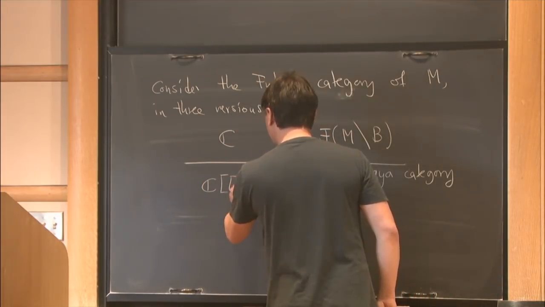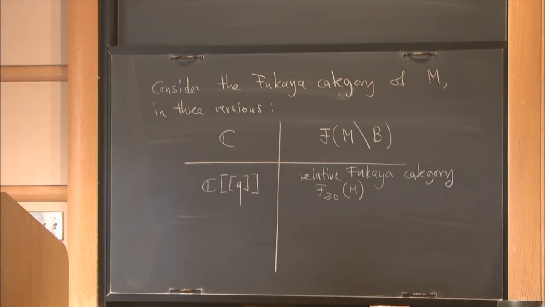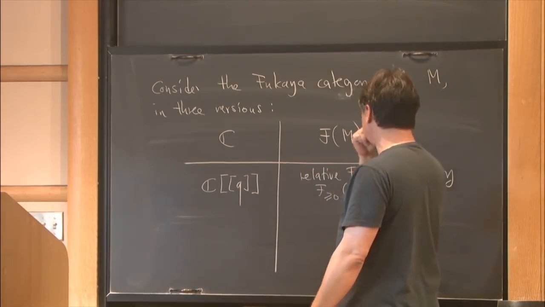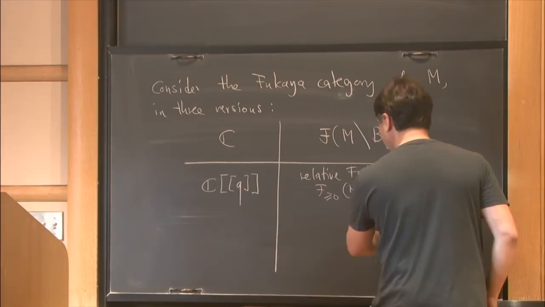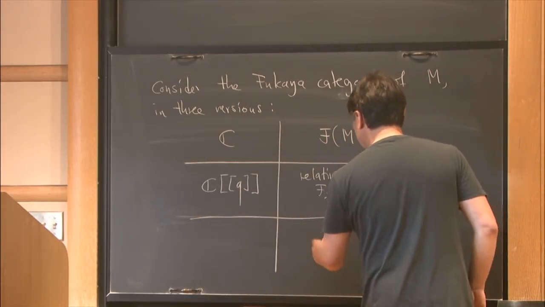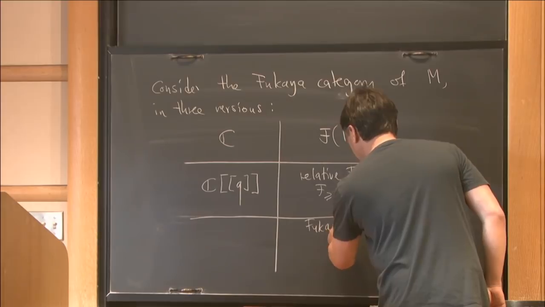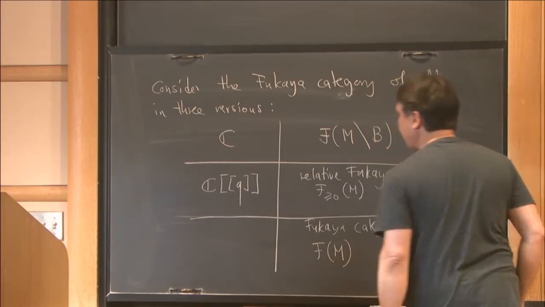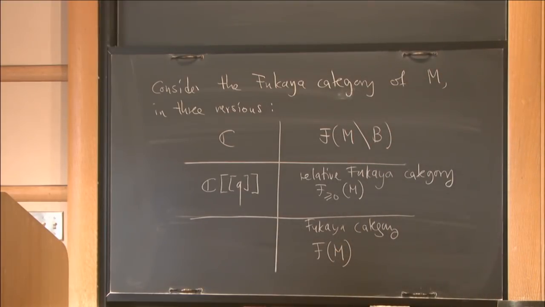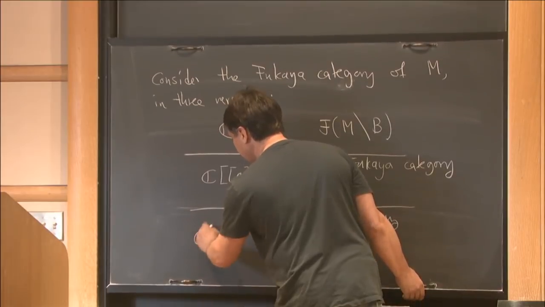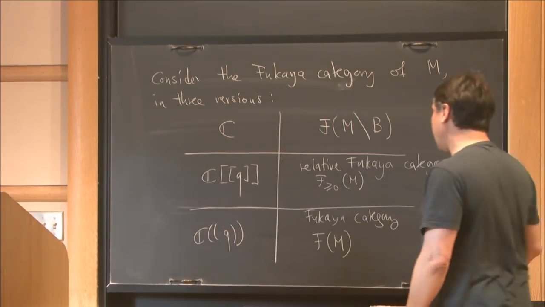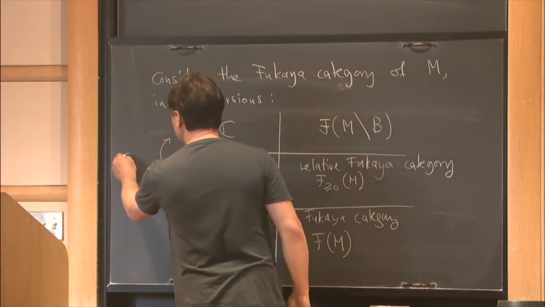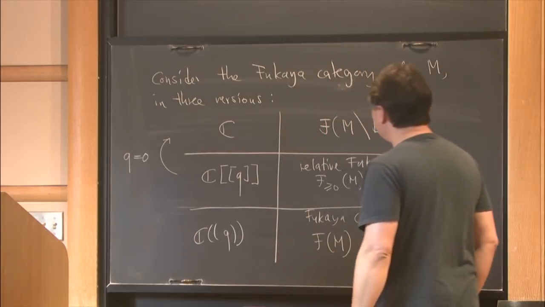It's defined like this. Here the objects are Lagrangian submanifolds that are disjoint from B, but the holomorphic curves are allowed to go through B, and Q counts the intersection number with B. Okay, and finally, presumably there's the actual Fukaya category, F of M. Here the Lagrangian submanifolds can intersect B, and so the relation is that if you set Q equals 0, you get this one here.